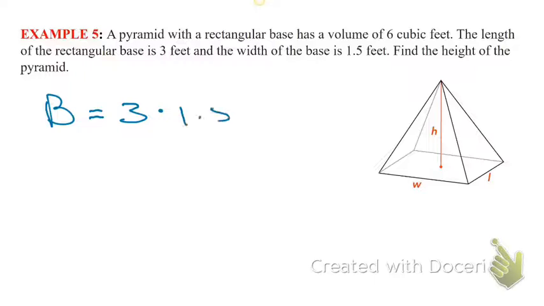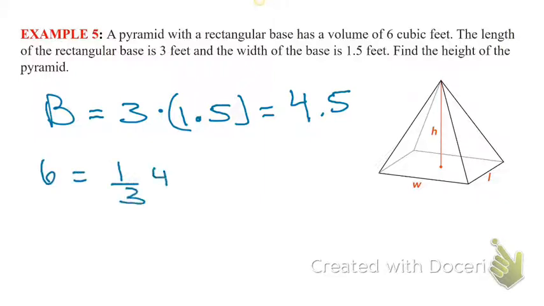Okay, the base area is 3 times 1.5, and that will give us a base area of 4.5. That was simply a rectangle, so it was very easy to find. Now, since we know the volume is 6, we know that that volume will be 1/3 the base area times the height. So 6 will equal 1/3 that base area of 4.5 times h, the height.